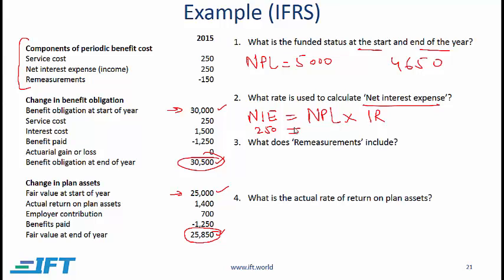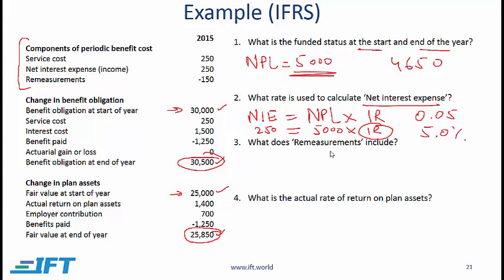This is equal to the net pension liability at the start of the year times the interest rate. So the net pension liability at the start of the year is 5,000 that we calculated earlier. The interest rate is what we need to calculate. So the interest rate is 250 divided by 5,000, which is 0.05 or 5.0%.